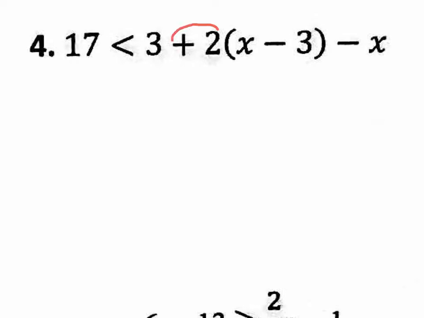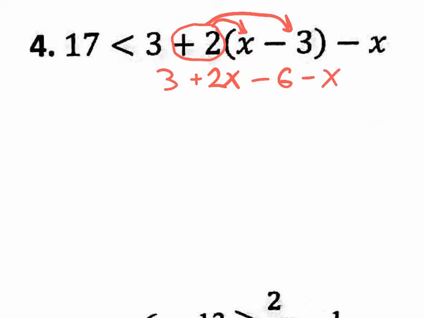So I'm going to distribute this positive 2. Positive 2 times x, that's 2x. Positive 2 times negative 3 is negative 6. And let me bring down the rest. I'm going to put the plus sign in front of the 2x because that was a positive 2x. The 3 comes down and the minus x comes down. So I've distributed, but now what could I do?